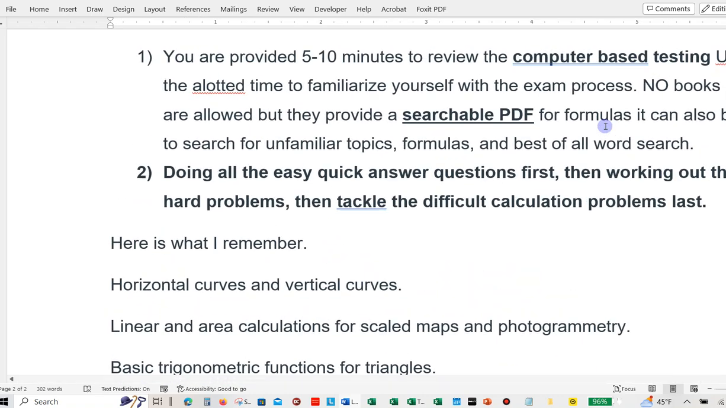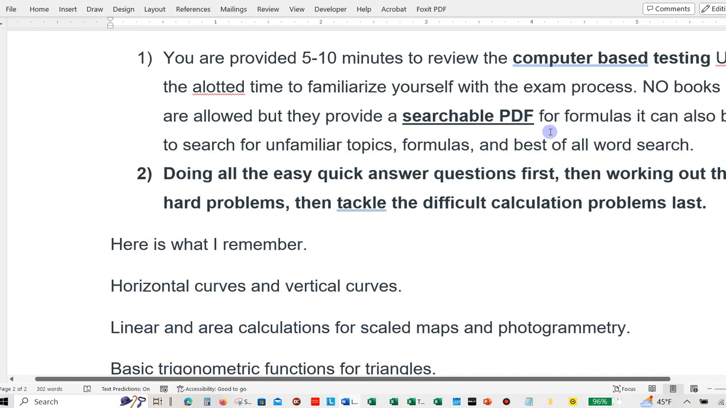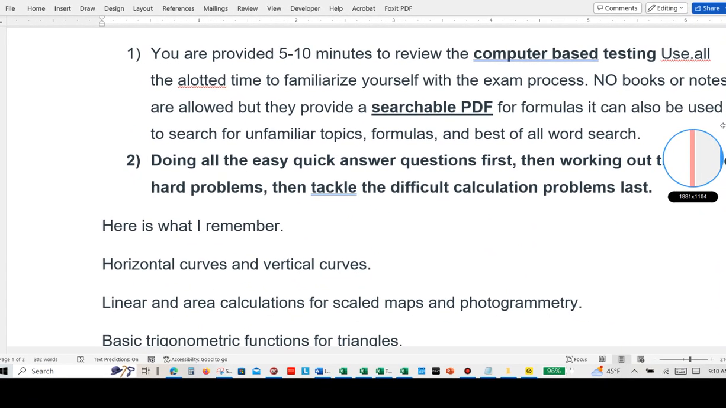All right. If you're taking the LSIT test, I'm going to try to give some pointers. The first one is take the first few minutes to review how the computer-based testing works. The best thing that worked for me was the searchable PDF. If you know how to do searchable PDF, it's going to be great. You use some techniques like similar words, similar topics.